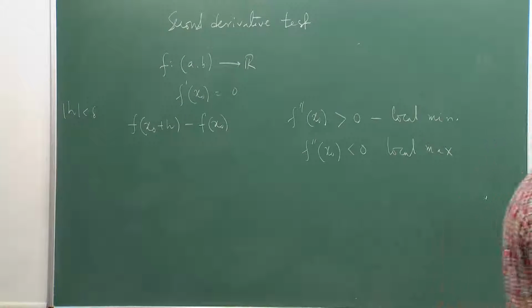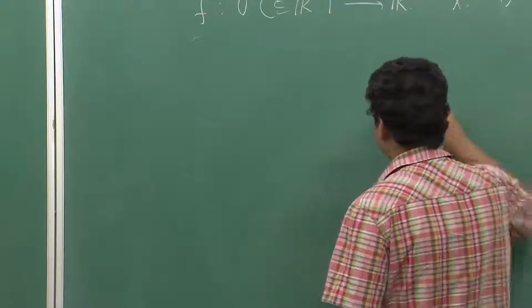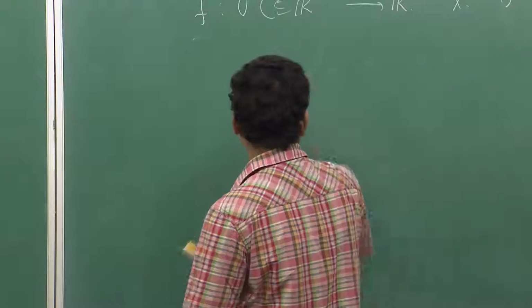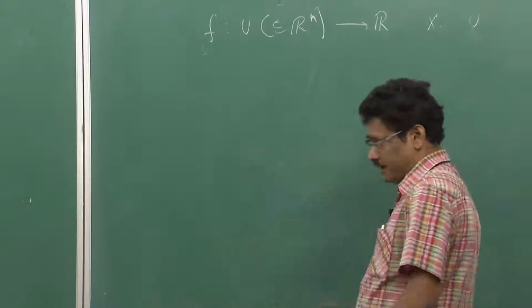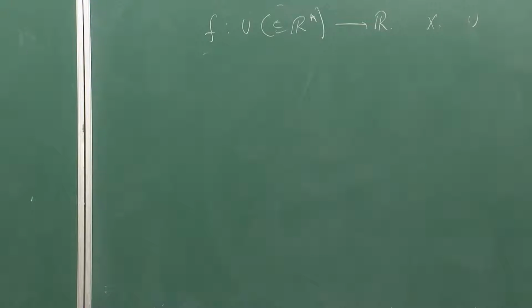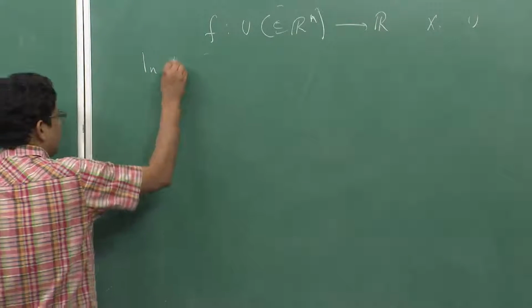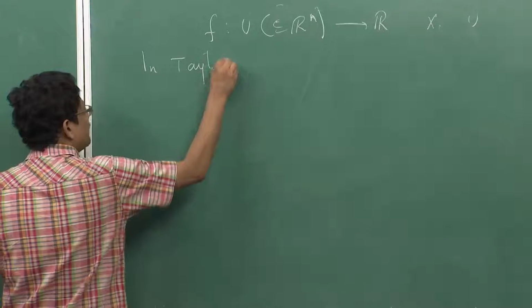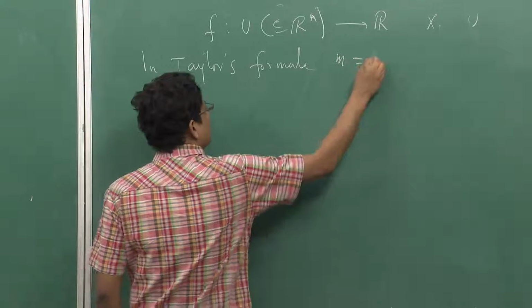Why is such a thing happening? Let us try to see one justification for such a thing in the case of a function of several variables taking values in R, and that will of course say what happens in the special case of n equal to 1. Well, we look at Taylor's formula for m equal to 2.